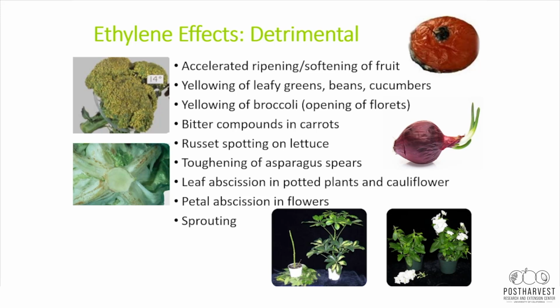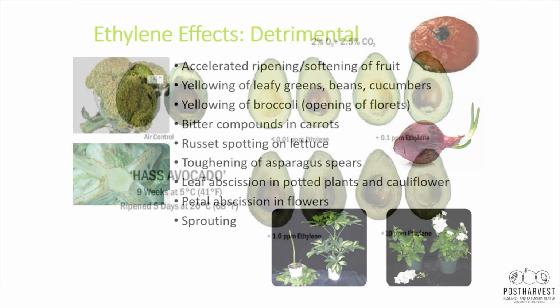You get bitter compounds in carrots with high ethylene in the storage place, as well as russet spotting, as you can see here on lettuce. Asparagus spears become tougher when there are high ethylene amounts in the storage place. Leaves from potted plants, like you see on the bottom here, fall, as well as flowers very often. Petals fall, as I said, and you get sprouting of potatoes, onions, etc.